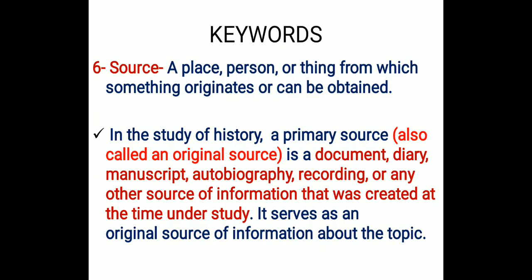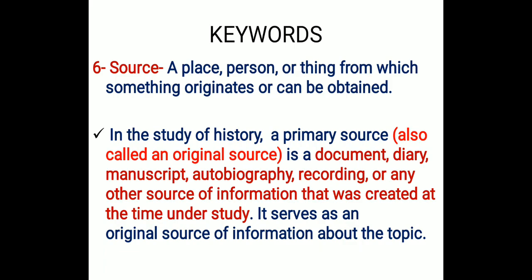Now we will take the sixth keyword, that is source. What is a source, students? A place, person, or thing from which something originates or can be obtained. So a source is a place, a person, or a thing from which something originates or can be obtained. Some information can be obtained, something can be taken out, some kind of information we can get. That is called a source.